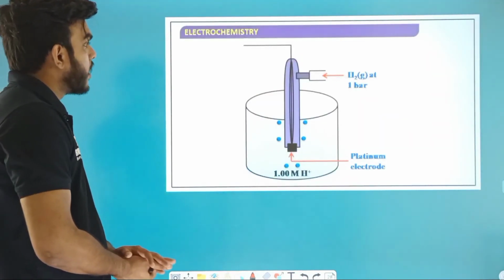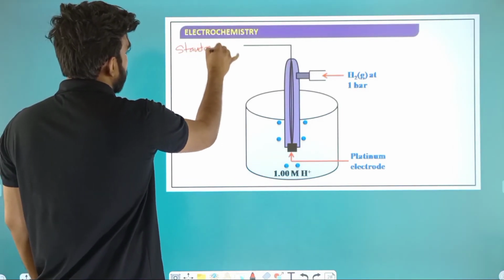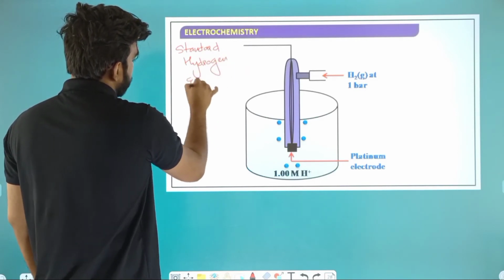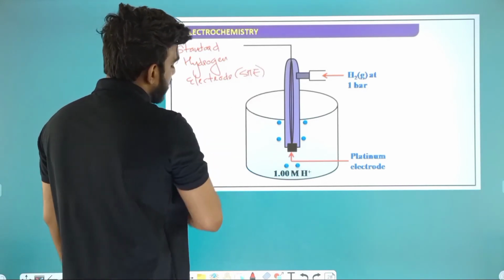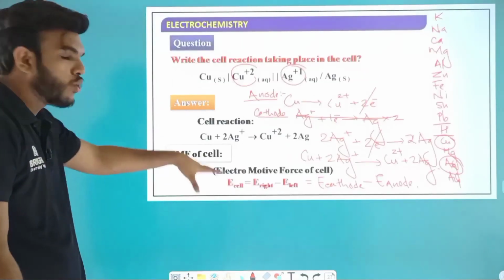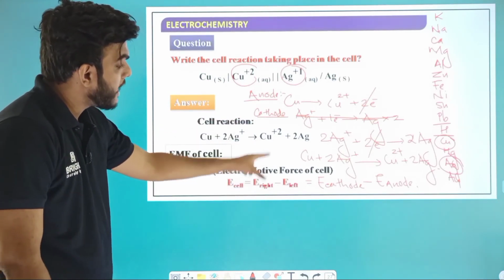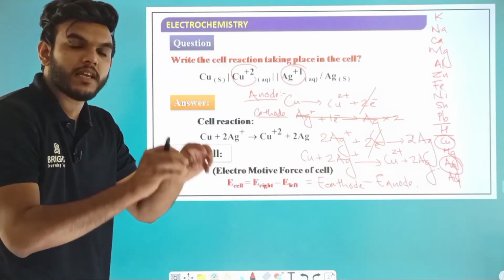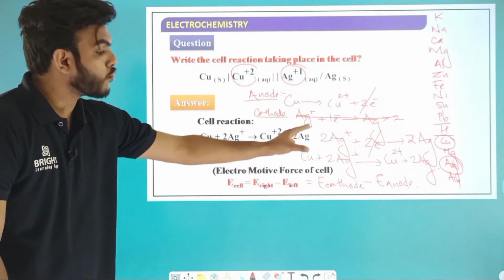So when we are moving further, we are going to discuss the standard hydrogen electrode. This is known as SHE. Standard hydrogen electrode, that is known as SHE. See here, students, you got the condition: the electromotive force, E cell, is equal to E right minus E left, that is E cathode minus E anode.